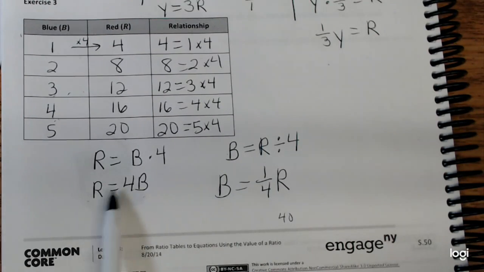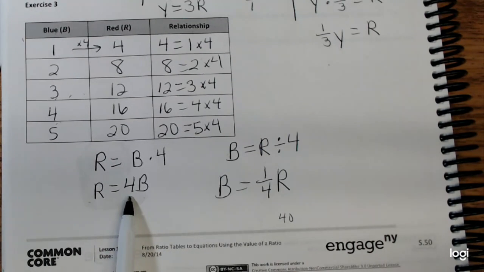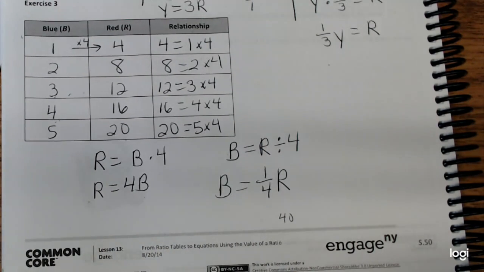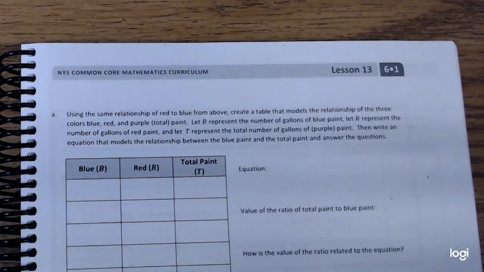Okay, so lots of different things that we're processing and learning here. We've made some equations with equal signs. We've had a variable and a coefficient. Go ahead and let's turn over to the next page. All right, let's look at what A says.